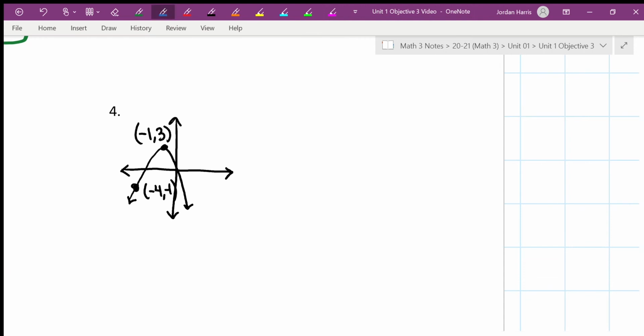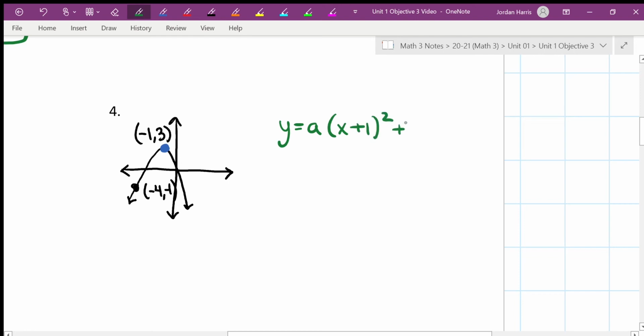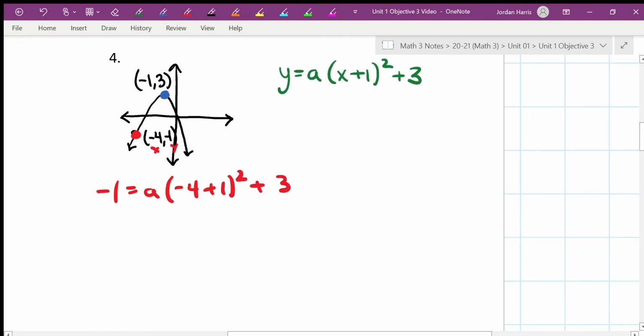Okay, so we look at our key point first. So I'm shifting from 0, 0, left 1, up 3. So y equals a(x + 1) squared + 3. Left 1, up 3. Then I have to just plug in my extra point. So x, y, so -1 equals a(-4 + 1) squared + 3.